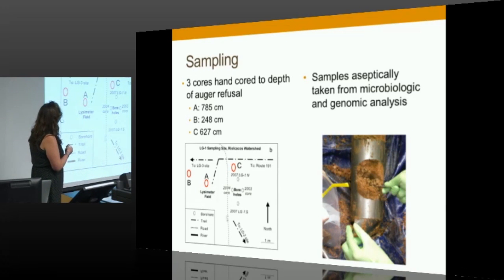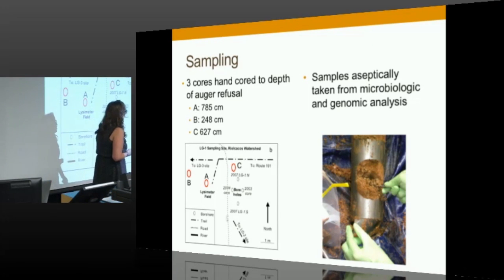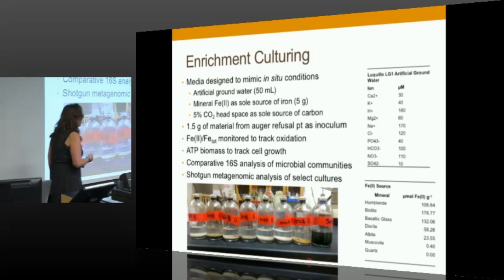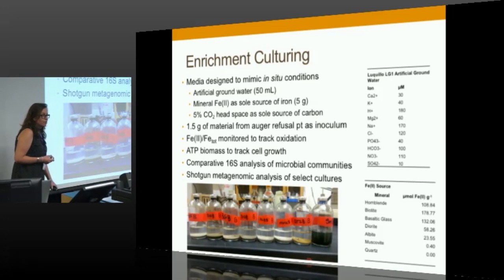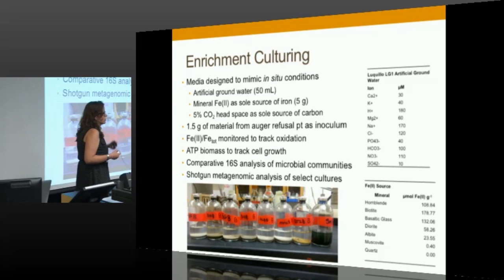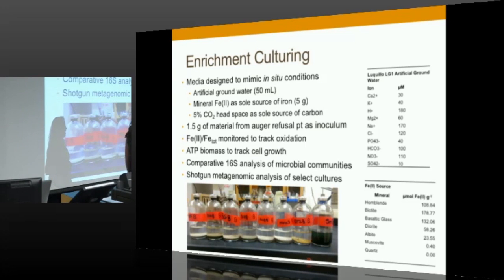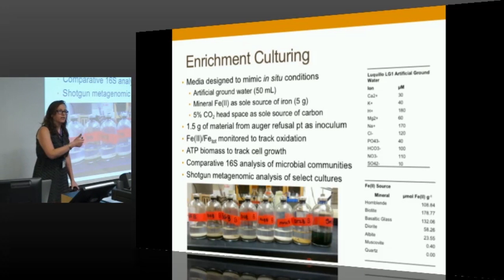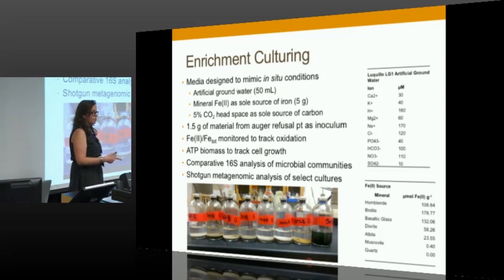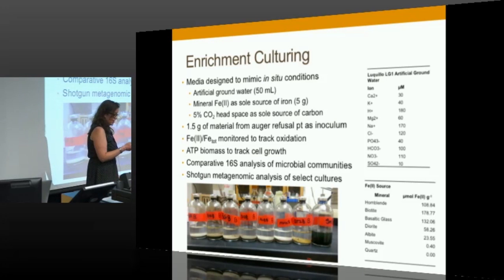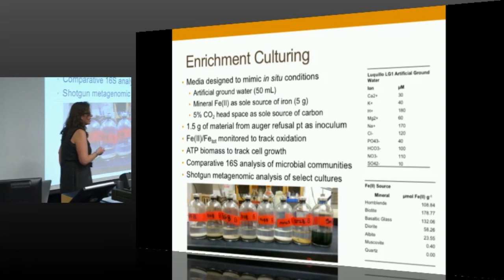And so, again, it's variable. But we sampled periodically down through the saprolite profile aseptically for microbiologic and genomic analysis. And what I'm doing right now is I set up enrichment cultures. This is a very wordy slide, I realize that. But we're using an artificial groundwater. So they get water, they get minerals, and they get CO2. That is it. That's all they have in nature, so that's all they're getting here.